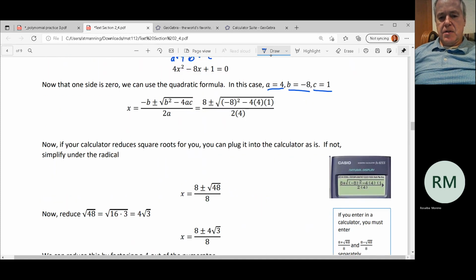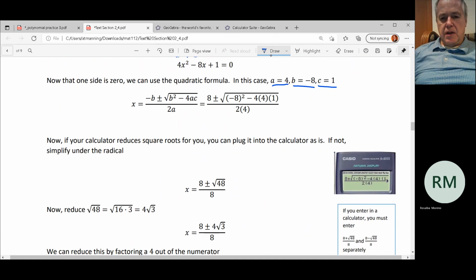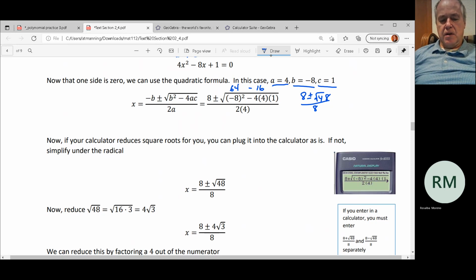With that, now we simply start reducing things. This becomes 8 squared. Well, let's go ahead and do the math. That's 64 minus 4 times 4 times 1, minus 16. 64 minus 16 gives us 48. So we get 8 plus or minus the square root of 48, all over 8. Well, we recognize here that 48 is 16 times 3.